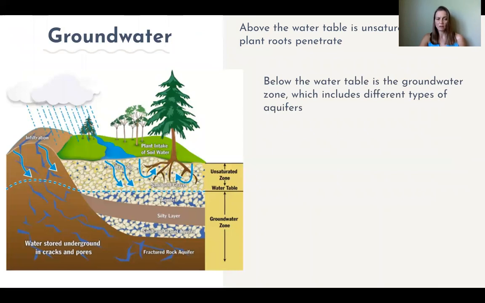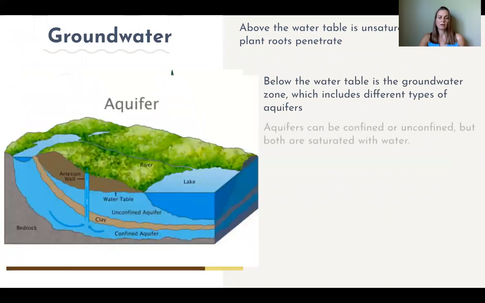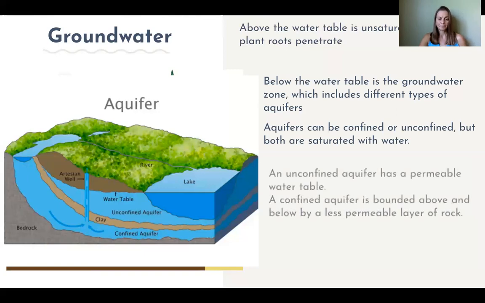There are different types of aquifers. We have confined aquifers and unconfined aquifers. Both are going to be saturated with water. An unconfined aquifer has a permeable water table, and a confined aquifer is bounded above and below by a less permeable layer, whether that's clay or rock. Confined aquifers create what we call artesian wells. If you drill a well down into a confined aquifer, that water is usually under pressure, so it'll actually come up without the assistance of a pump.